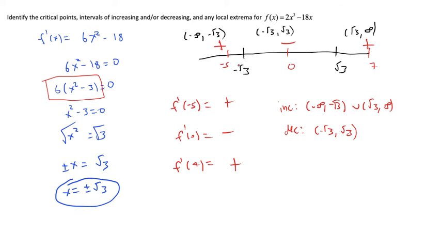Now what happens at negative rad 3? It changes from increasing to decreasing. That means we have a local max at x equals negative rad 3. And at radical 3, it's changing from decreasing to increasing. That's a local min, so we have a local min at x equals positive radical 3.